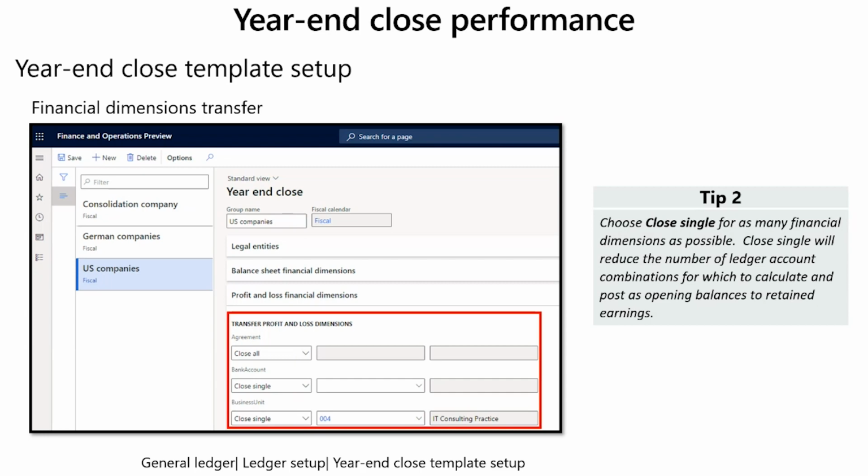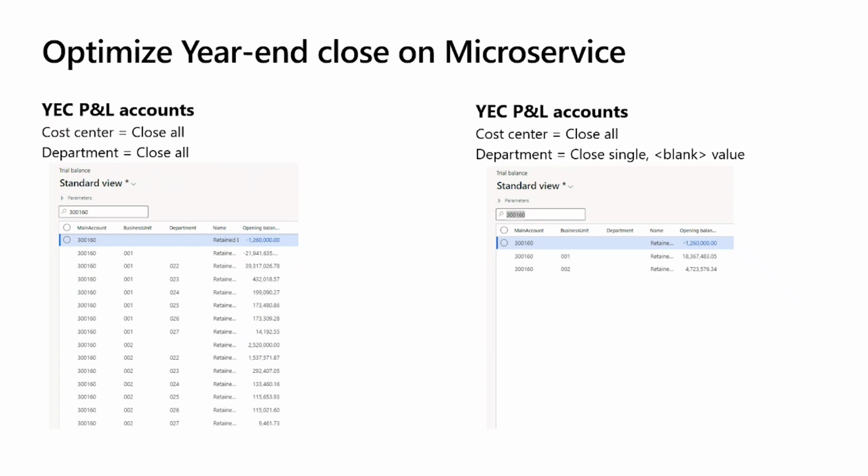I'm going to give just a really quick example, just a screenshot here. This is just using our demo data. In my year-end close template for my P&L accounts, I did something similar to what we discussed: I set my cost center to close all and my department to close all. You can see here when I run my year-end close, every combination of cost center and department was included as a separate balance in retained earnings when it posted my opening balances.